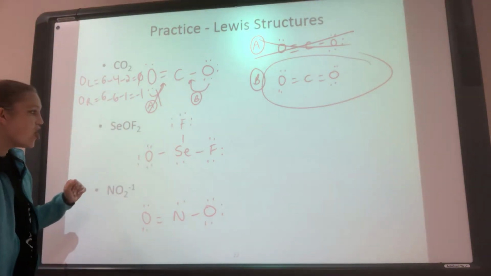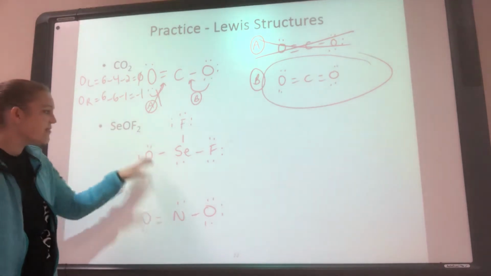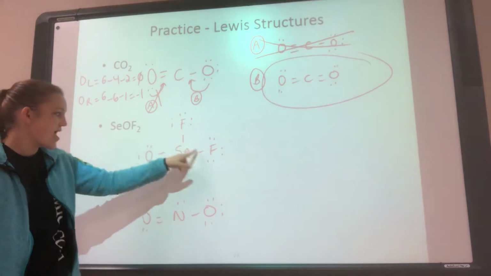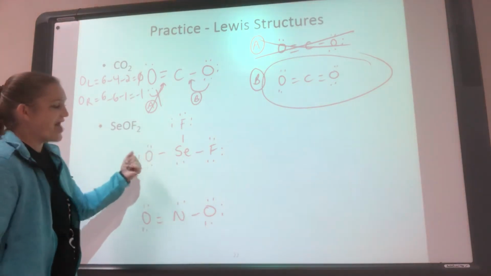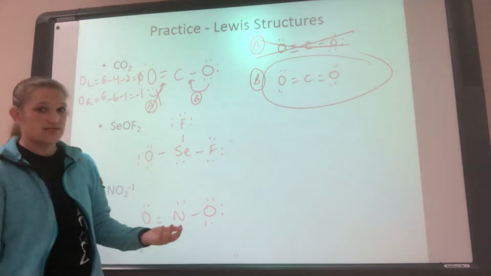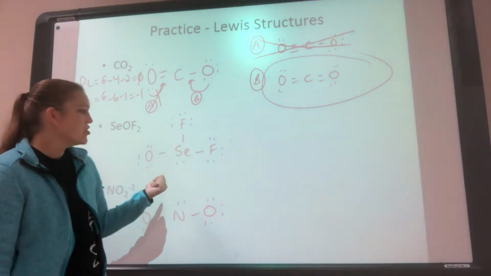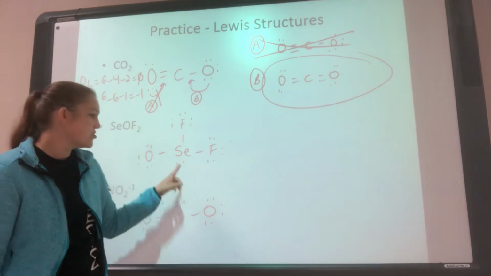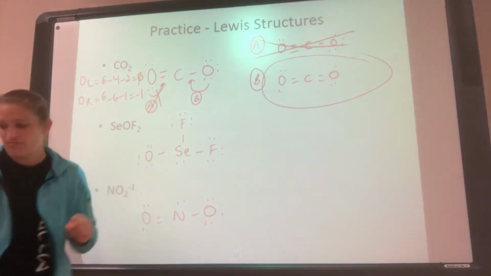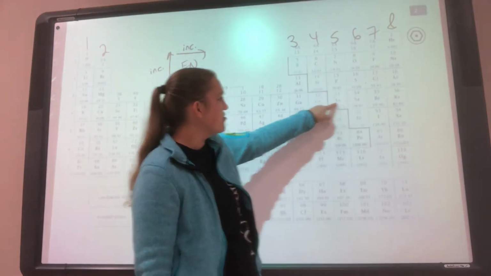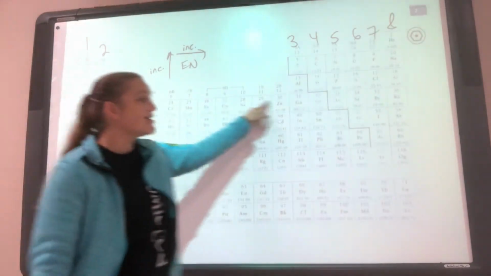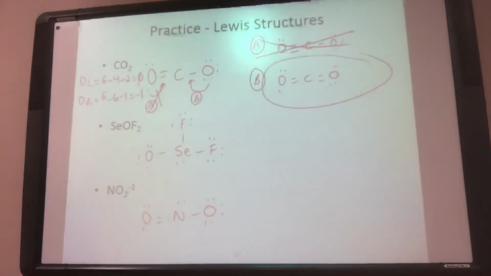All right, let's look at SeOF2. We didn't have to make any double bonds to make him happy. He already has 8 because we had all the electrons already on him. So when we were drawing him, we didn't have choices to make a double bond. So we go, okay, he's happy. The next question would be, can he have more than 8? We look, and he's all the way down here in row 4. So that means he can have an expanded octet. Se can expand.